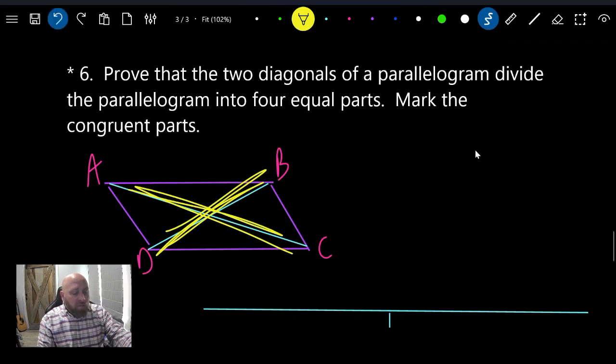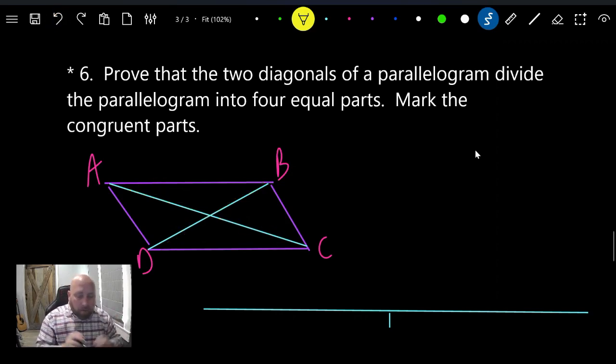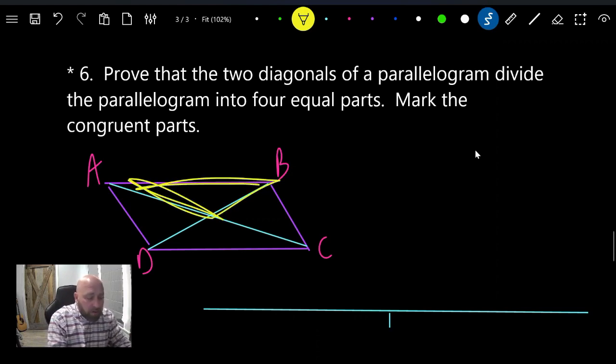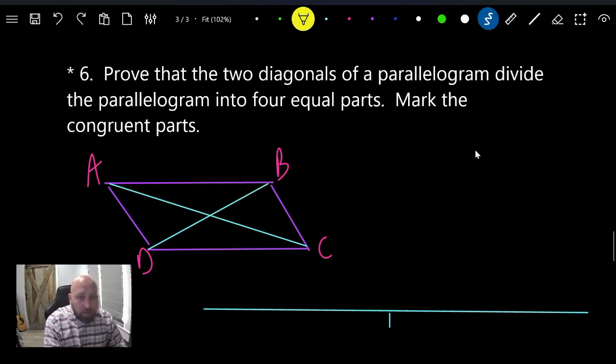Now, what does that mean when it says equal parts? Well, remember when we talked about area, equal meant that it had the same area. So if we can prove that those four pieces have the same area, then we can prove that they are equal triangles or equal parts. Because look, these are all triangles, right? So that's what we're trying to prove. We're trying to prove that the area is equal.